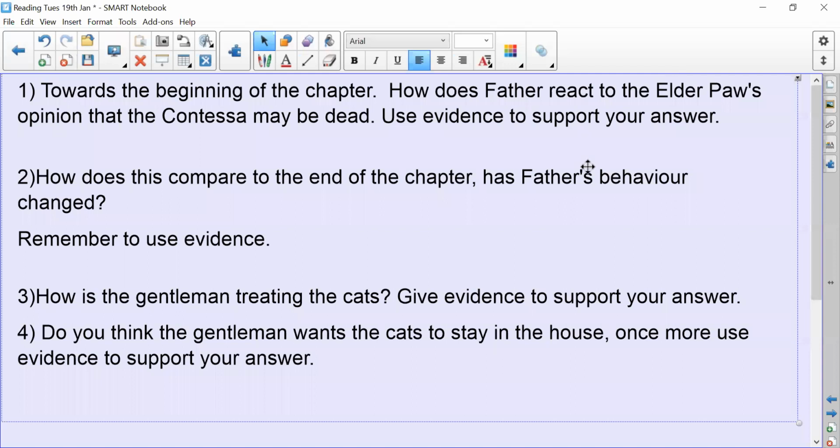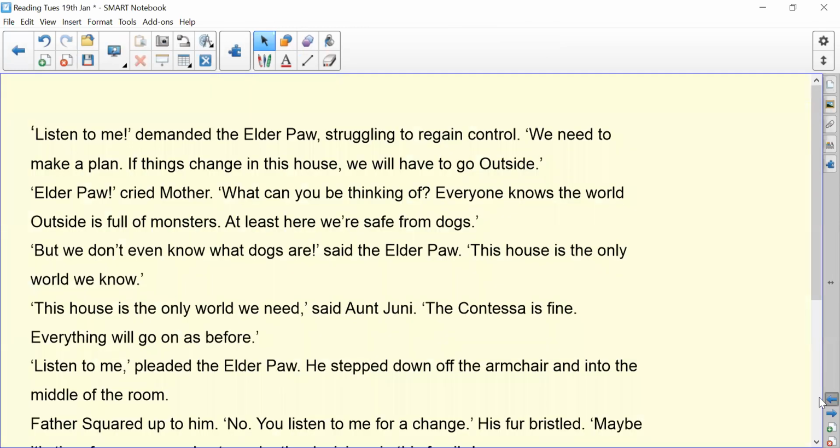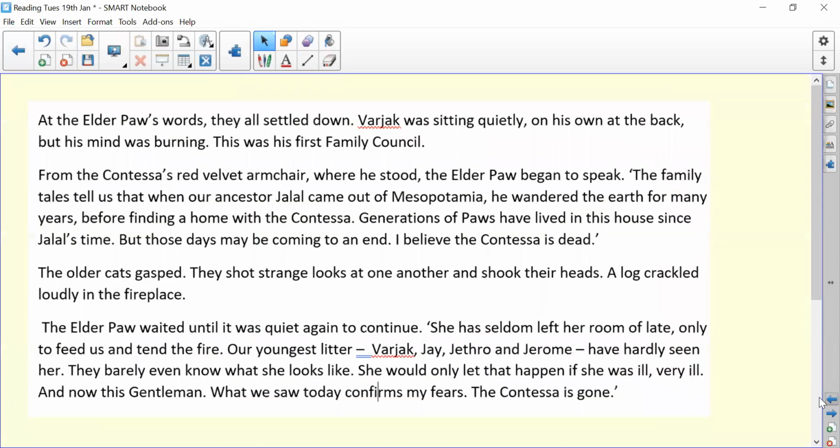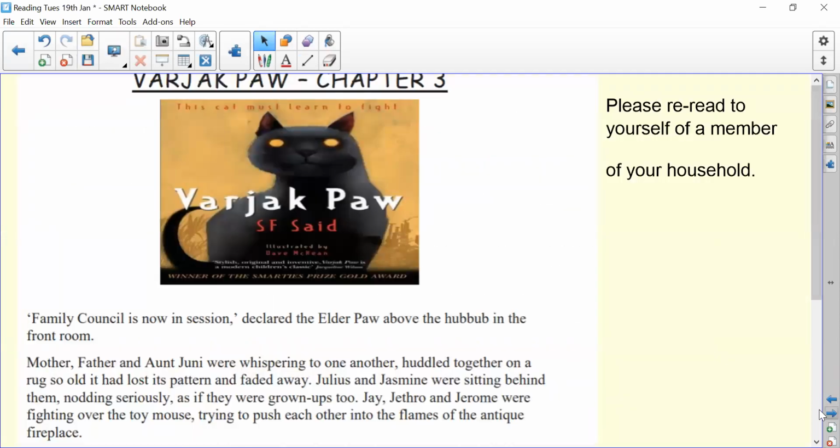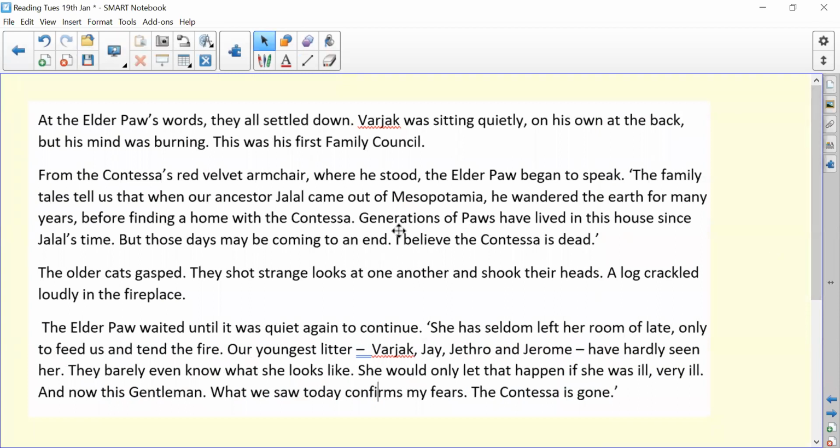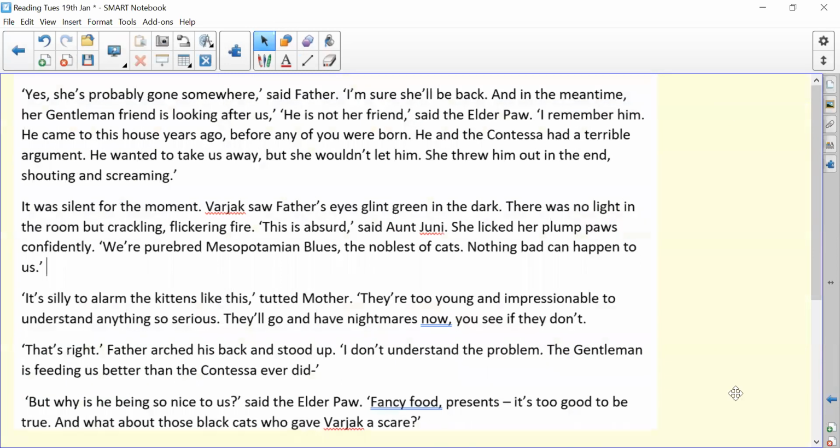Okay, so let's take a look at how you got on with these questions. So, towards the beginning of the chapter, how does Father react to the Elder's opinion? Go right back to the beginning when the Elder says that he believes the Contessa is dead. Wind a little bit further. There we go. Father says, "Yeah, she's probably gone somewhere. I'm sure she'll be back."